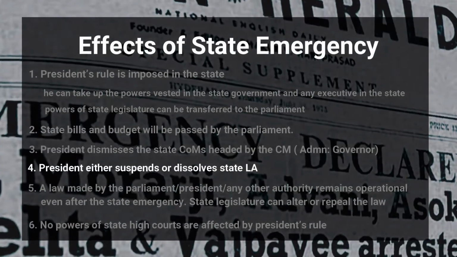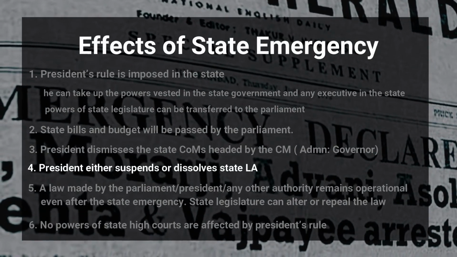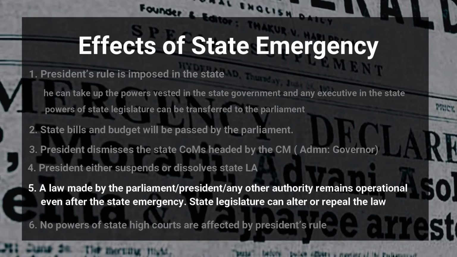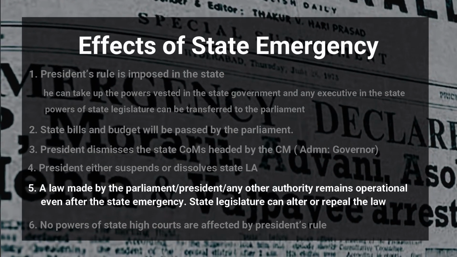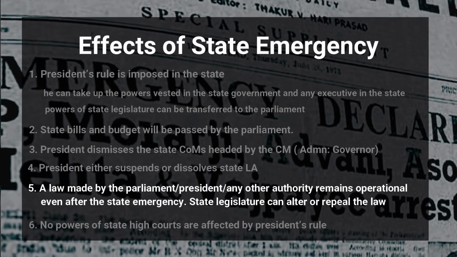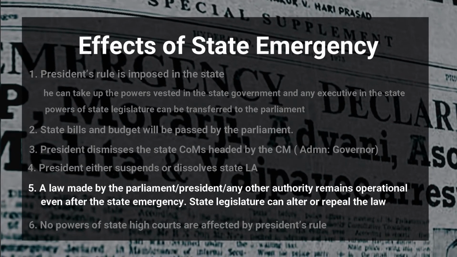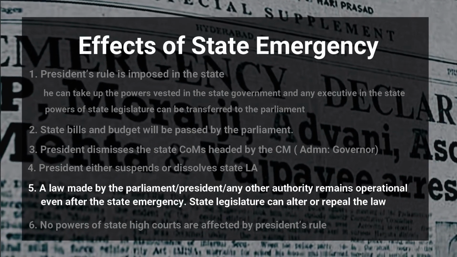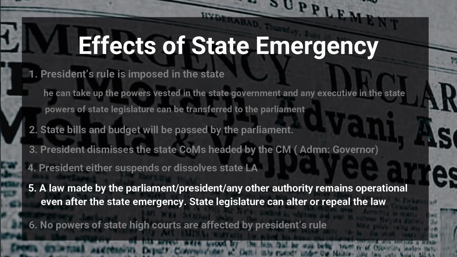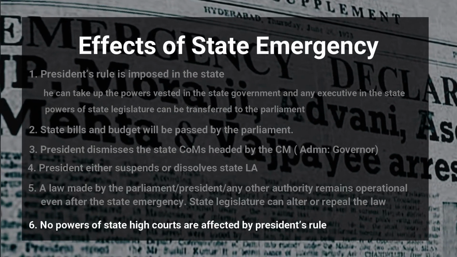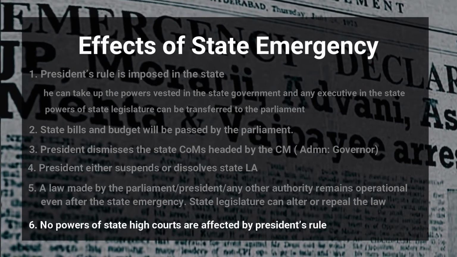The President either suspends or dissolves the state legislative assembly. A law made by the parliament or the president or any other authority remains operational even after the state emergency ceases to operate. The state legislature can alter or repeal the law. No powers of state high courts are affected by the President's Rule.